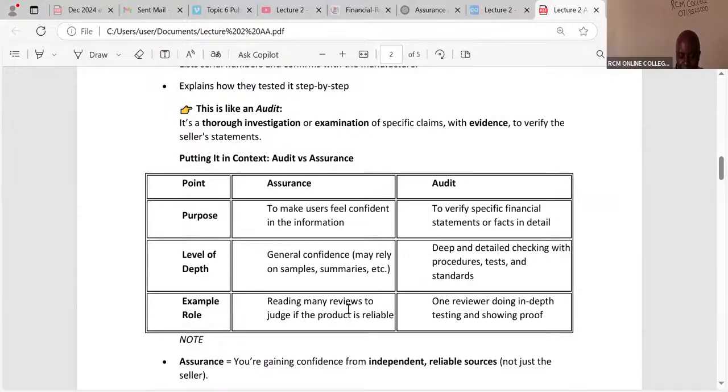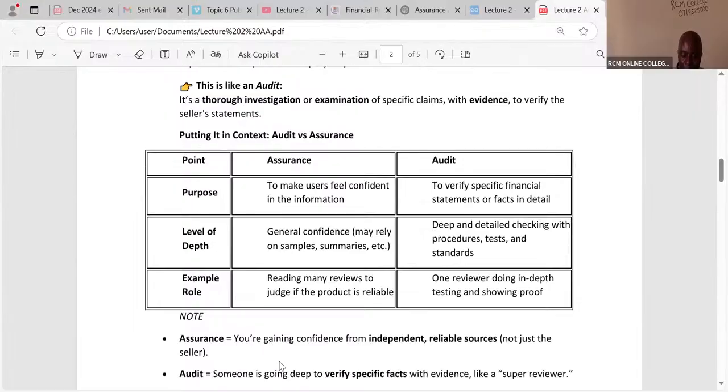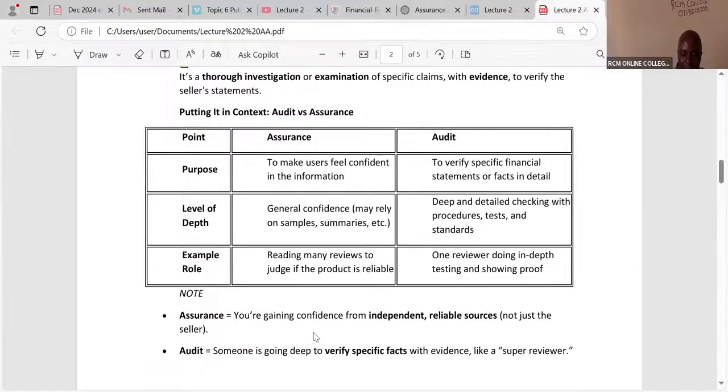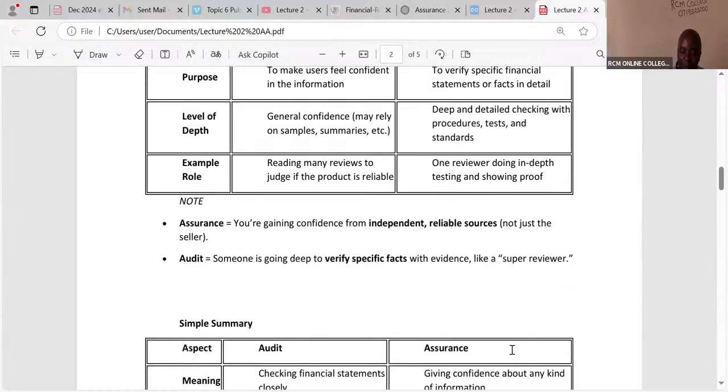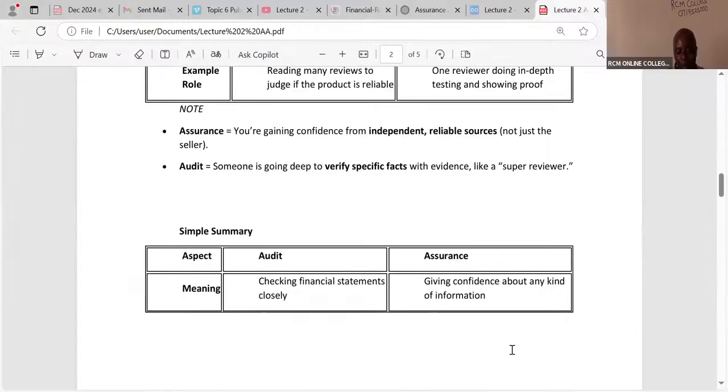Example: reading many reviews to judge if the product is reliable. Then here we have one reviewer doing in-depth testing and showing proofs. With assurance, you are gaining confidence from independent, reliable sources, not just the seller. With audit, someone is going deep to verify specific facts with evidence, like a super reviewer, that we shall be calling what, ladies and gentlemen? That we shall be calling the independent auditor.